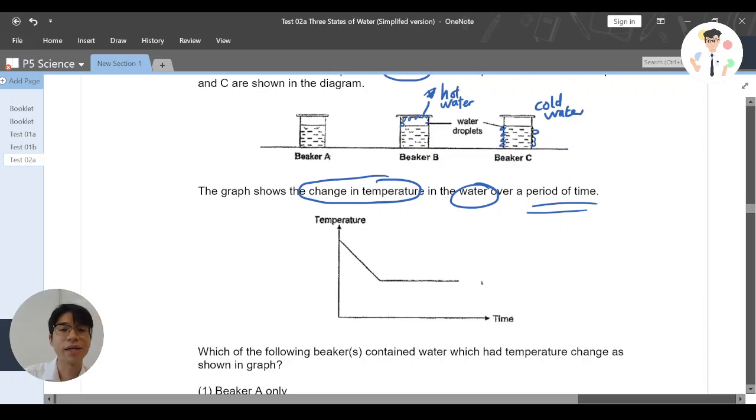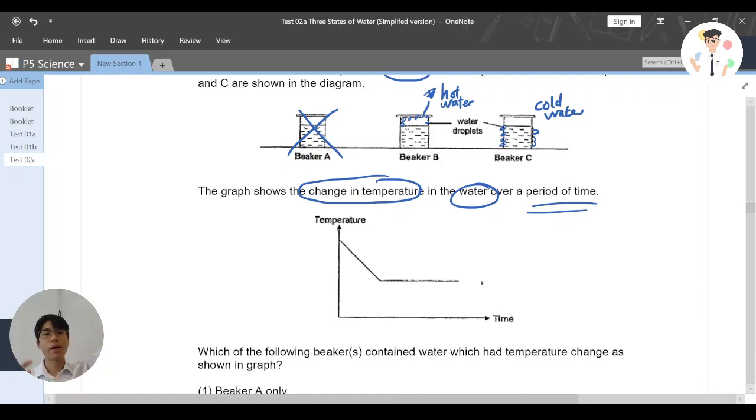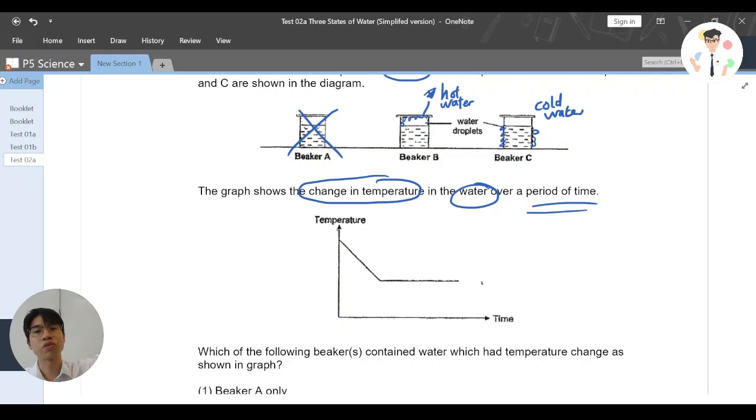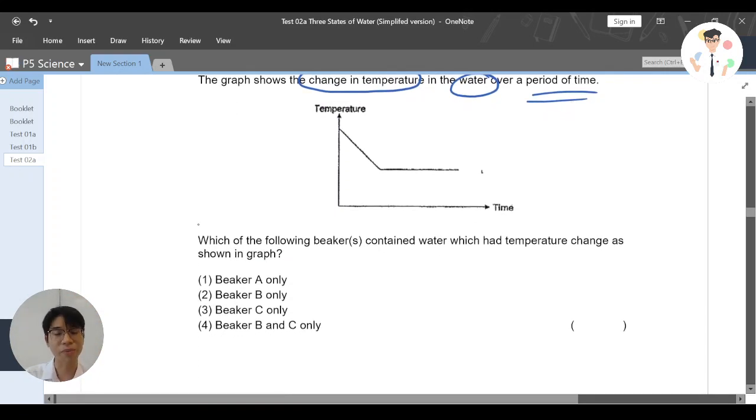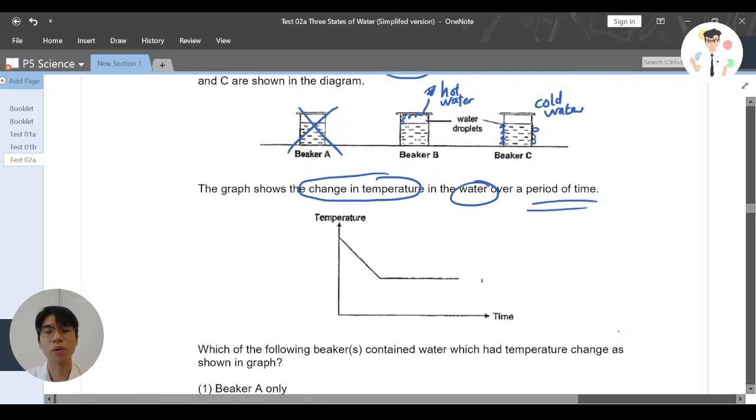You know that A is always room temperature, so for sure not A. B is hot water. It works, right? It is exactly what the graph is showing. You have hot water, that's why the temperature is very high. But I place it on the table for a while, then it slowly goes down. So it's very obvious it's beaker B only, which is option number 2. It cannot be cold water, right? For cold water, the graph should be a bit lower than this.